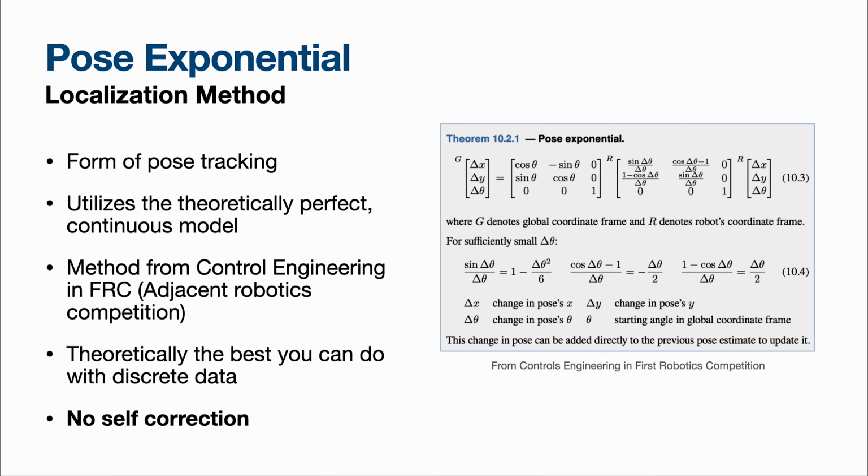The next one is slightly different from the arc-based approach, but it has pose exponentiation. This was introduced by controls engineering in FRC. And you can add self-correction to this, same as the arc-based approach, but it has no self-correction built into it. That makes sense.